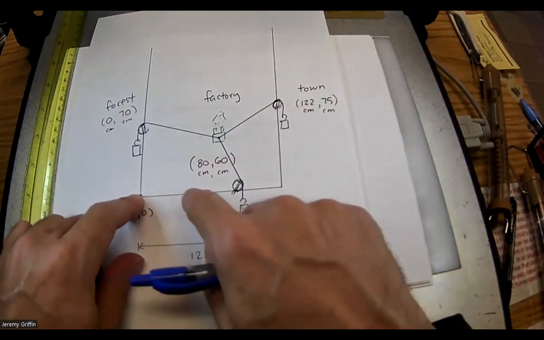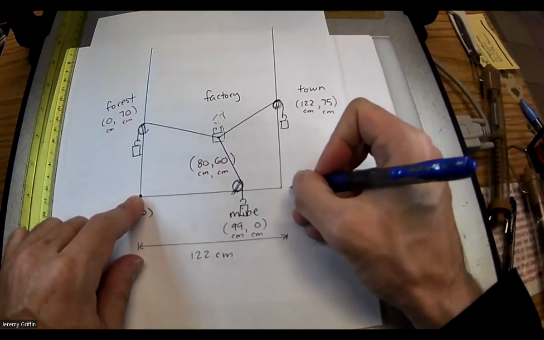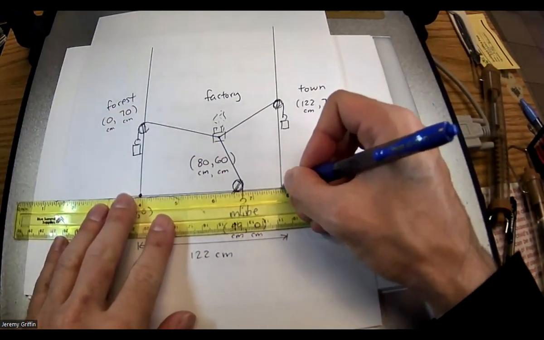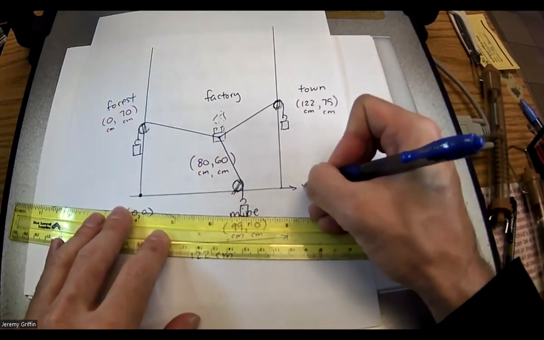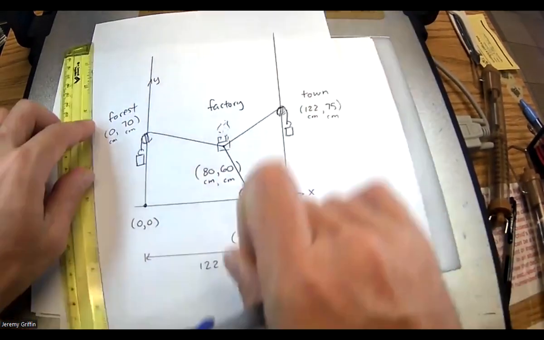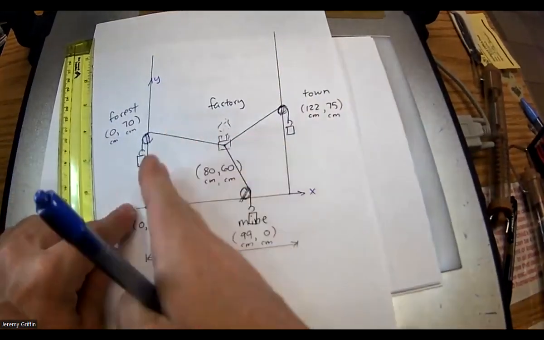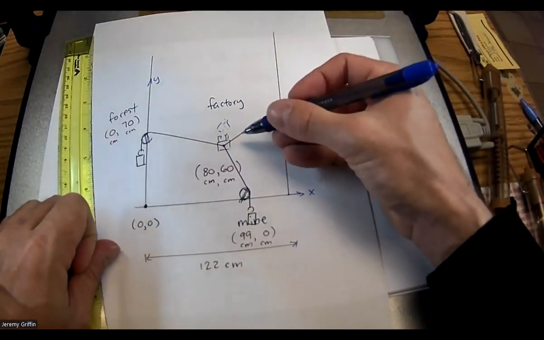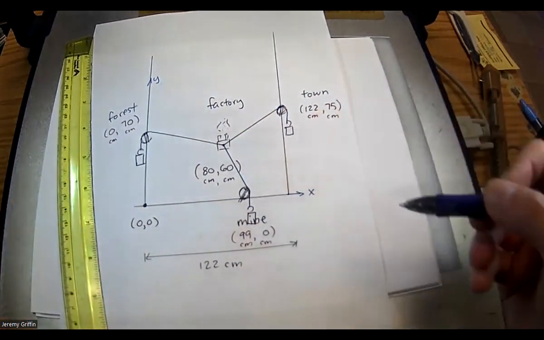Can you guys imagine? It's like an XY Cartesian plane, right? Oops, I meant to label my axes. Here's your x-axis, and here's like your y-axis going up here, right? Like x, y. Okay. So the factory looks like maybe it's about 80 centimeters over and about 60 centimeters up. Bam, right there, 80, 60. You guys get it? Right.